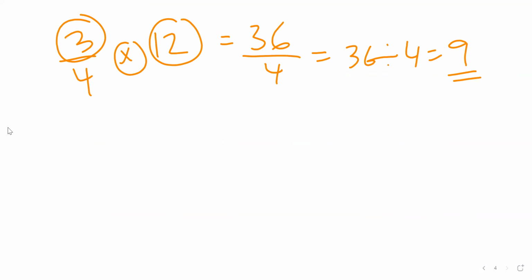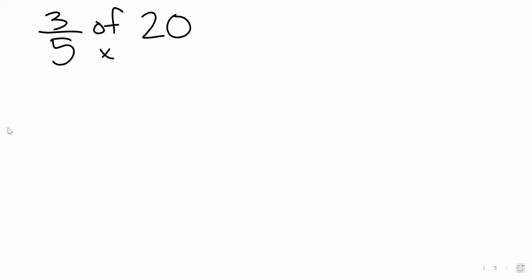Okay, let's do one more. I'm going to put it up, and this is always where I like to encourage you to pause the video and see if you can't solve it yourself. So we're going to do 3/5 of 20. Remember, before you pause, that "of" means multiply. Okay, so I hope you've paused and tried to solve this, and let's look at what you've done in your journal and put this together.